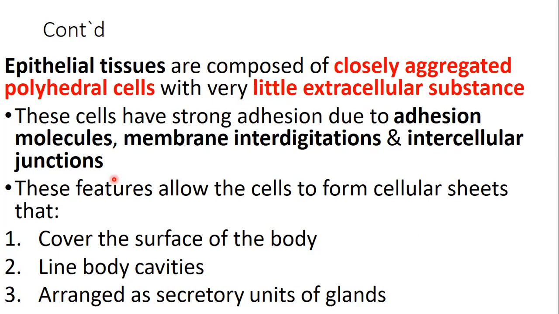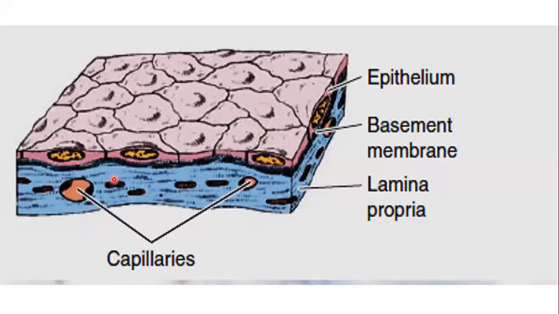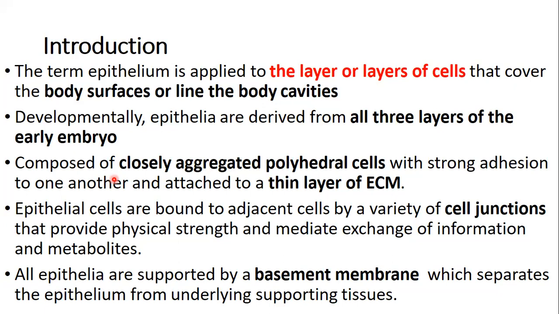So what are some of the properties of epithelial tissue? Number 1 is that epithelial tissue is composed of cells that are closely attached to one another. Number 2, cells are polyhedral, meaning the cells have different shapes. Poly means multiple, hedral means shape. So these cells of different shapes are held together by cellular junctions.